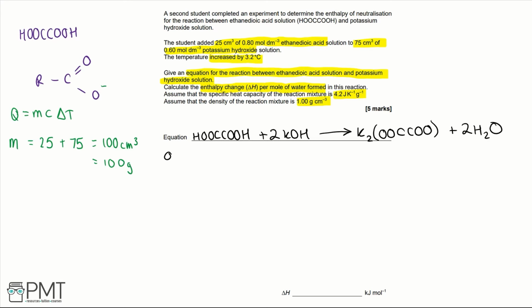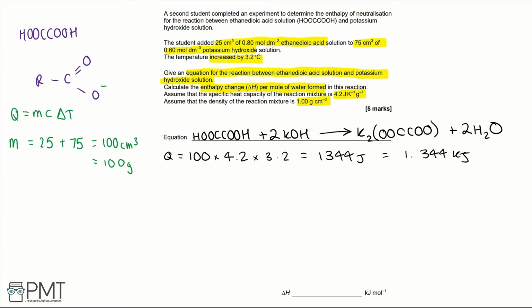So we have all this information. We can work out Q, which is going to be the energy in joules, and it's going to be 100 multiplied by 4.2 multiplied by 3.2. And that's going to equal 1,344 joules, or 1.344 kilojoules. So here we've got the kilojoules, and now we need to work out the per mole part of the kilojoules per mole units.